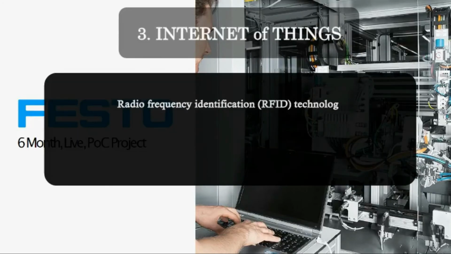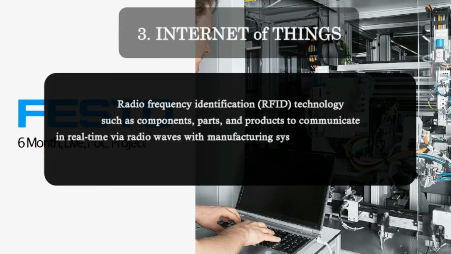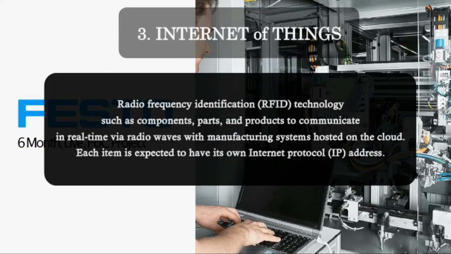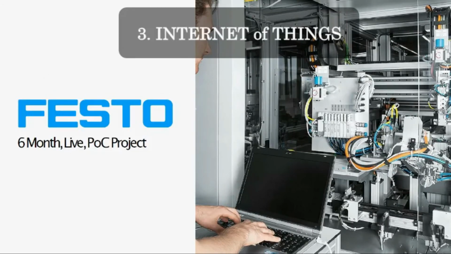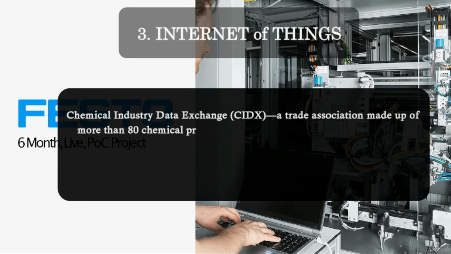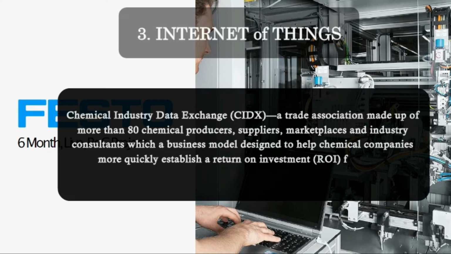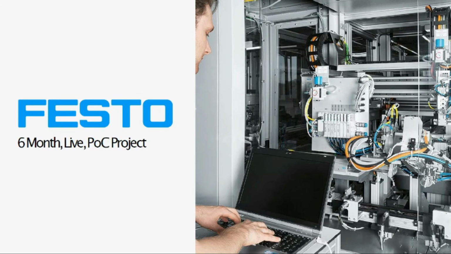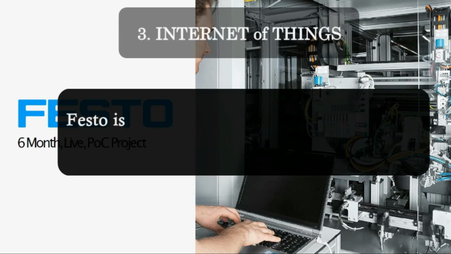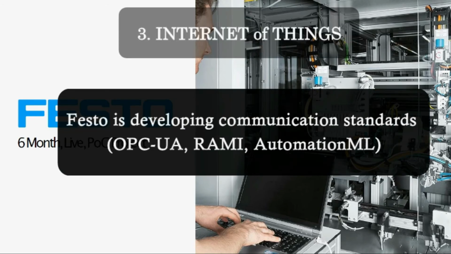The example of the Internet of Things is radio frequency identification, which is RFID technologies, such as the chemical industry data exchange that needs the RFID to ensure that it establishes a return of invoice. This is to ensure that collecting data and sharing with authorized individuals or organizations can be done through cloud computing companies, such as Amazon and Microsoft. Thus, this will improve the asset management system with the usage of the RFID.